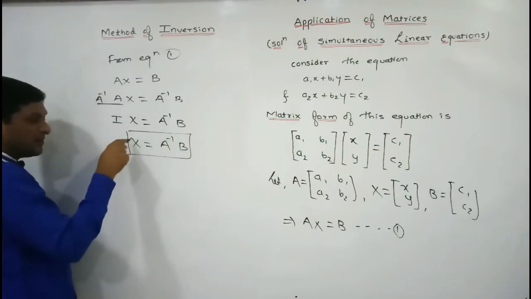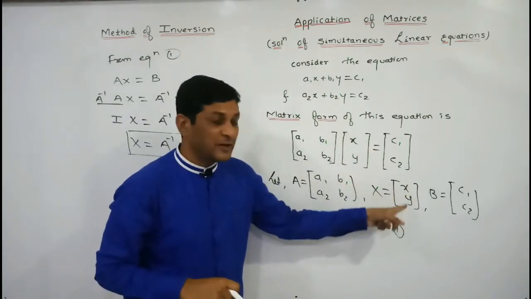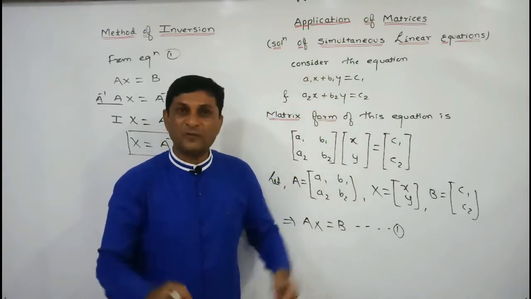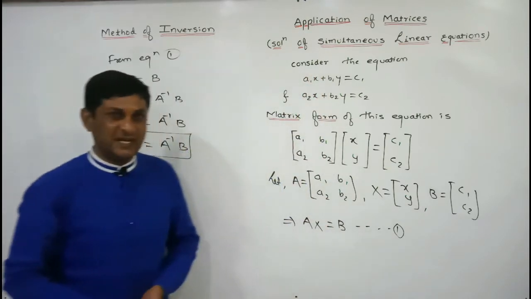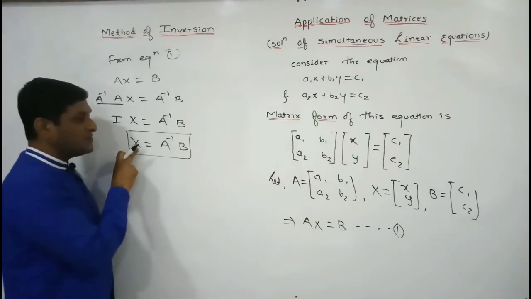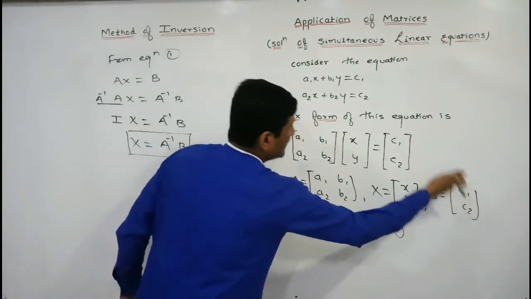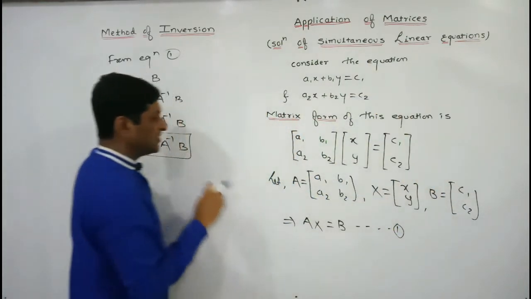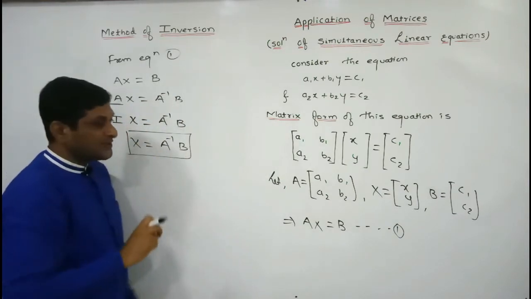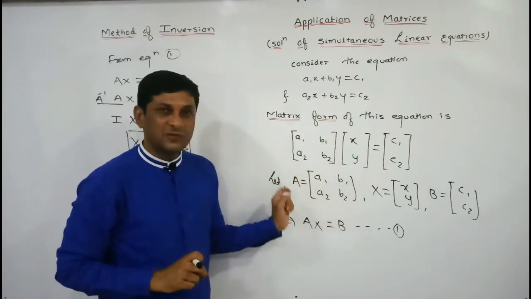Means to find out matrix x, what are the elements of matrix x? x and y. We have to solve this equation, means we have to find the values of x and y, the values of the variables, which are called the solution of this equation. So to find the value of x, we will require what? A inverse. B is already known to us. This matrix is in which we have collected the constant terms, matrix B. Means to find x, we will require A inverse.